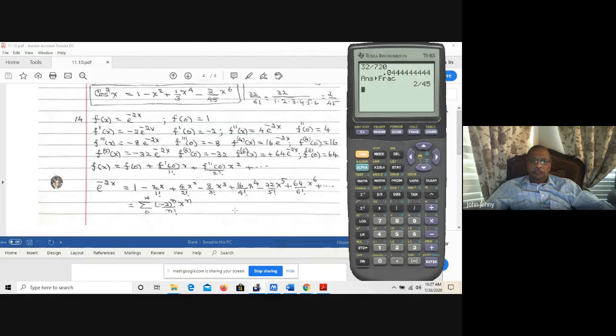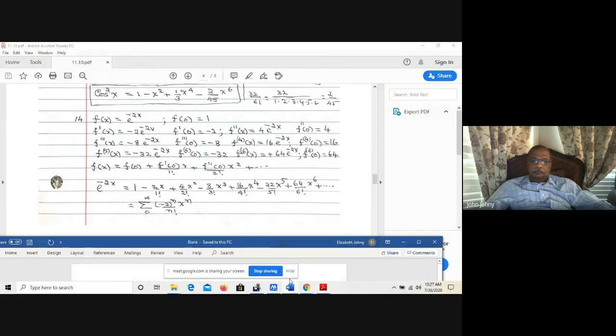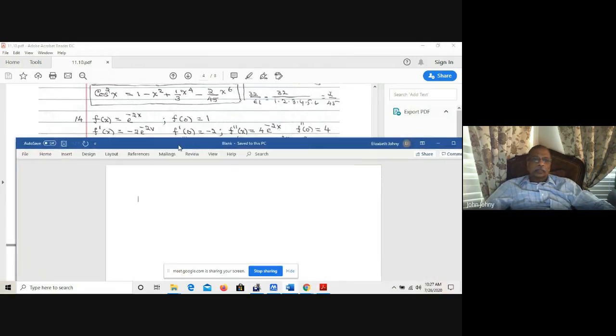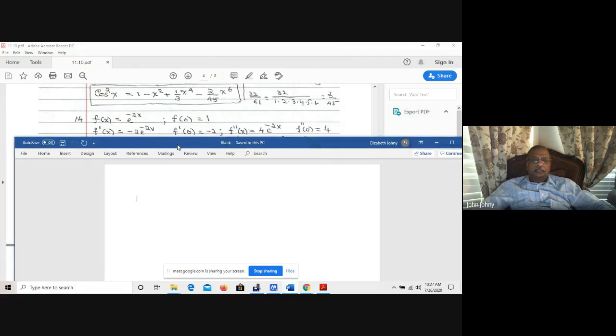Question number 14. f(x) is e to the negative 2x. So f(0) is e to the 0, that's 1. f prime x is negative 2 e to the negative 2x, because the derivative of e to the x is itself. So e to the negative 2x times negative 2. f prime 0 is negative 2 times e to the 0, that's negative 2. f double prime x is negative 2 times e to the negative 2x times negative 2, so it becomes positive 4.